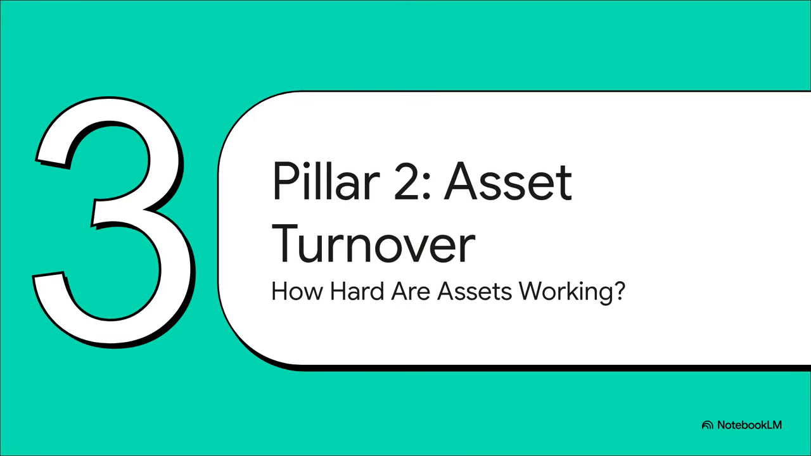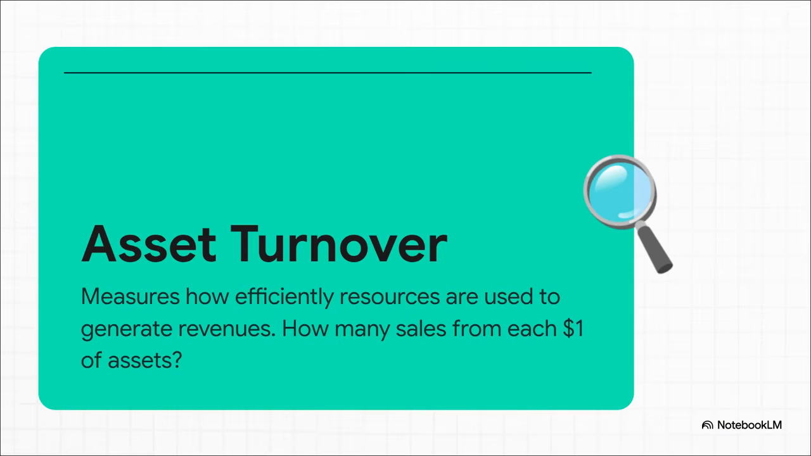All right, next up we have asset turnover. Now, this one isn't about how profitable each sale is. Instead, it's all about the company's overall operational efficiency. It's about how much juice they can squeeze out of their factories, their equipment, and all their other assets. So for every dollar a company has tied up in assets, how many dollars in sales can it actually generate?